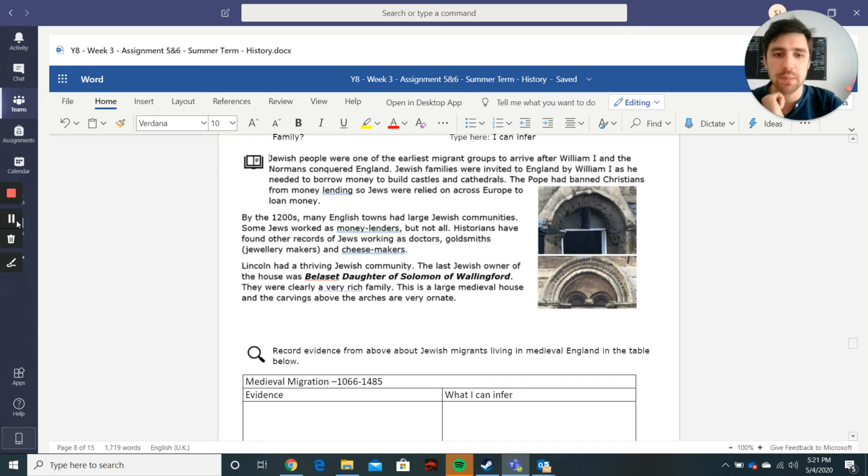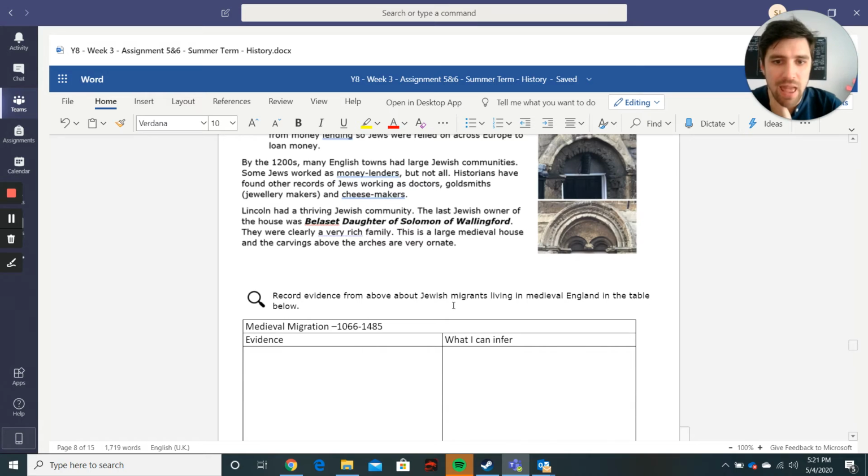Okay, once you've done that, in the table underneath, you're going to record some information about what you've just read above, about evidence of Jewish migrants living in medieval England at this time. So, for example, you might write Belisset, daughter of Solomon of Wallingford, is recorded living in the Jew house, for example. And then what can I infer?